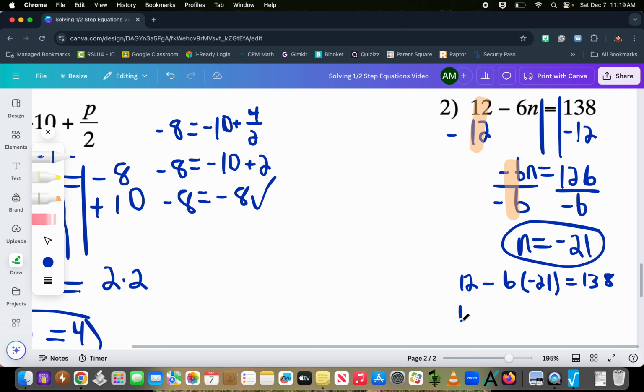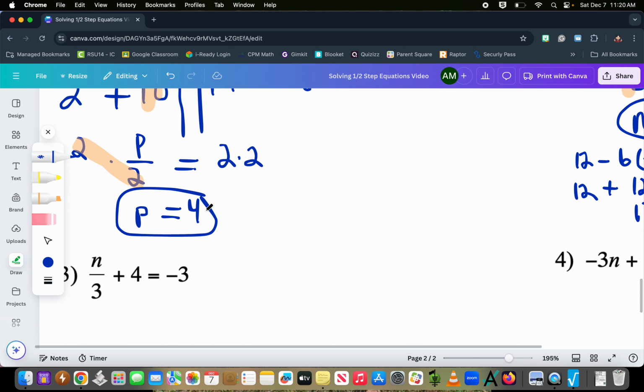So this becomes 12 plus 126 equals 138. Combine these two. When I add these two together, I get 138 equals 138. So I can check this off. Our answer of negative 21 is, in fact, correct.